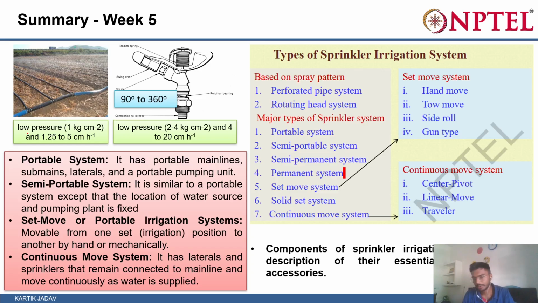Before moving on, let's quickly recap what we have covered. In the last week we started with the sprinkler irrigation system. We first defined the types of irrigation systems based on spray pattern: major sprinkler system, set move system, or continuous system. All of them have further classifications based on their movement, and these are the descriptions of each one. Then we also discussed the components of a particular irrigation system, with their descriptions and essential fittings.